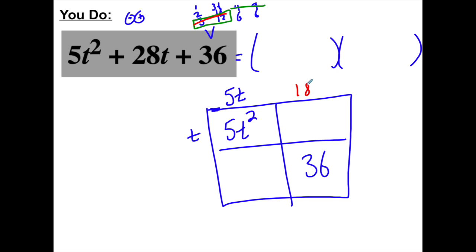What if we put an 18 here and a 2 here? And this would be 18, not an 18T, I apologize. Just a straight up 18 and a straight up 2. So that would give me 18T here and 10T here for 28.